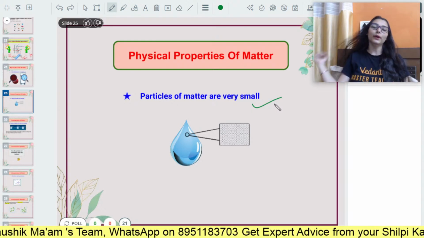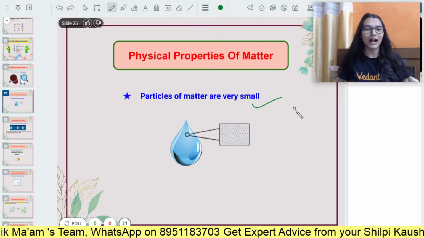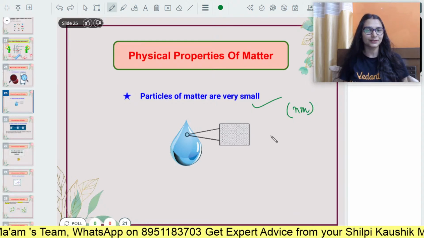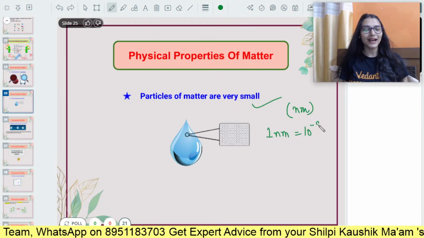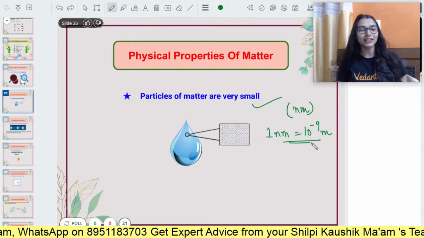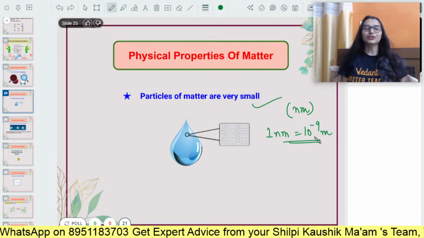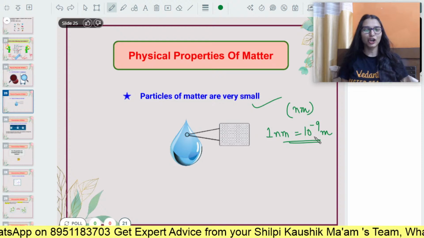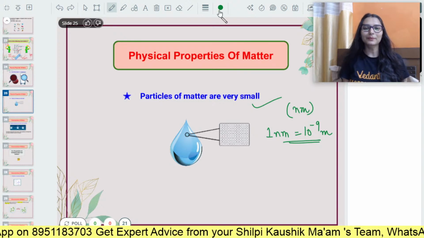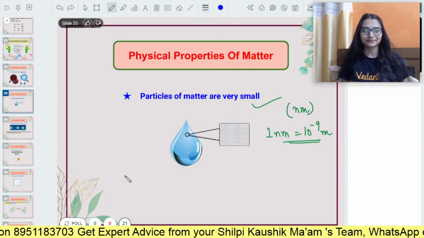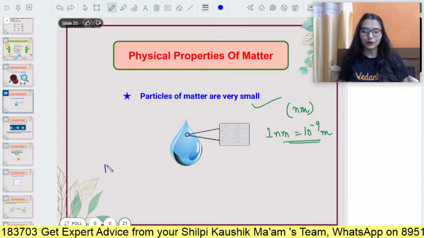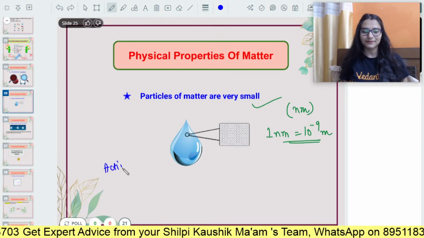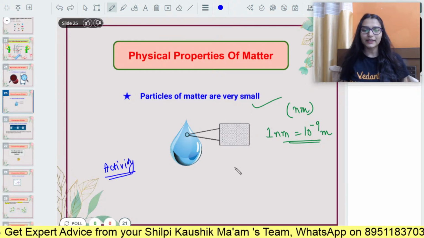You can even do an experiment to prove this. The particle size lies in nanometers, where 1 nanometer is equal to 10 raised to power minus 9 meters. So just forget about observing the size with your naked eye, right? Even normal microscopes can't do that. Particles of matter are very small. Now do this with an activity. How can you do it? You can do an activity.